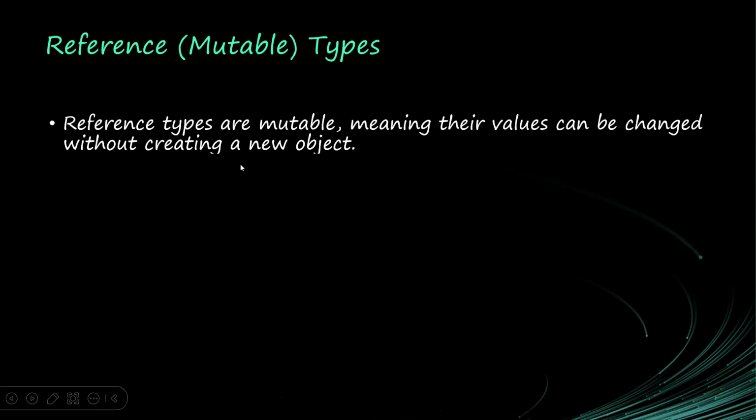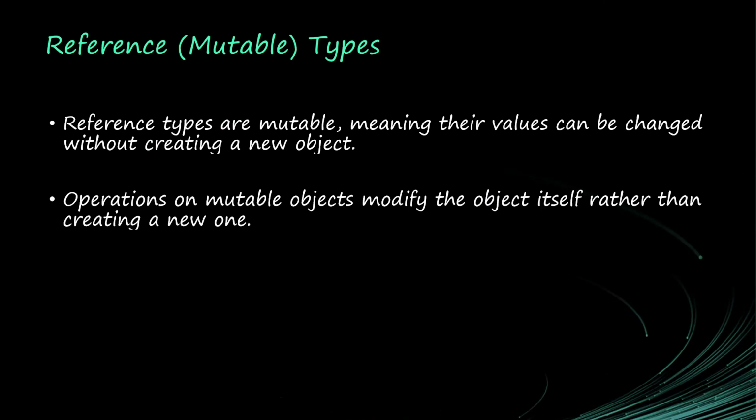So reference types are mutable, meaning their values can be changed without creating a new object. So just like for primitive types, Python will create a new object whenever you try to modify primitive types. But for reference types, Python will not create a new object. It will modify the existing one. So operations on mutable objects modify the object itself rather than creating a new one. Rather than creating a new one, it will modify the existing one.